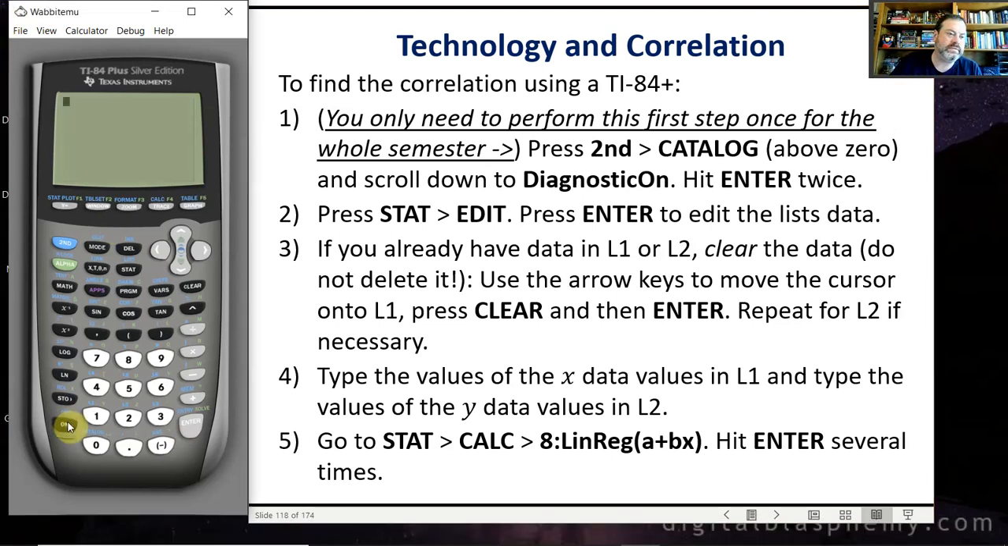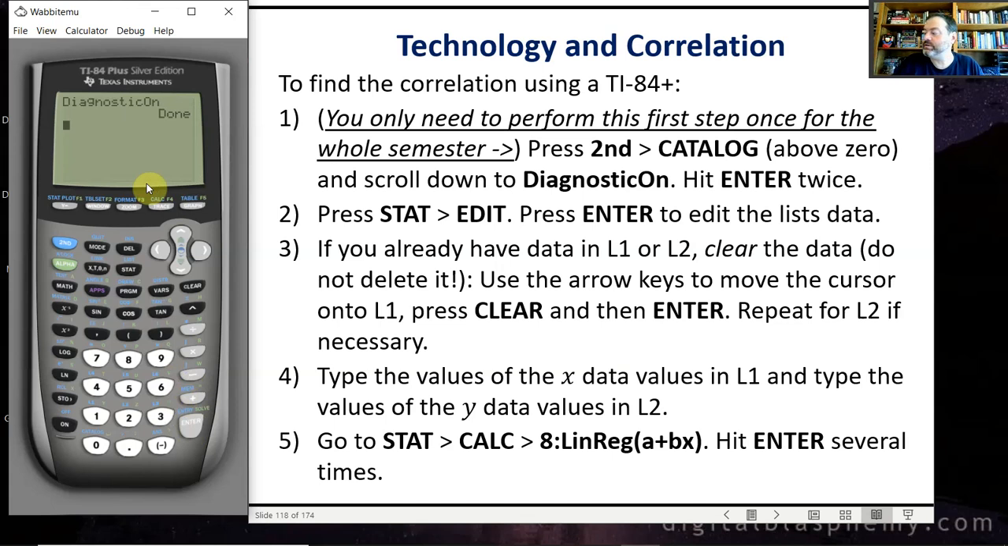So what we're going to do is you go to second, catalog, which is above 0. And then you want to turn on your diagnostics, and it's way down here. So you got to click this a whole bunch of times. It's no fun. And you just want to turn diagnostic on. So hit enter once, hit it twice. As soon as you do that, you never have to do that ever again.